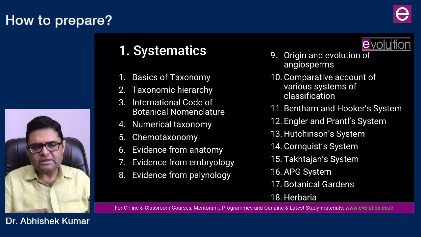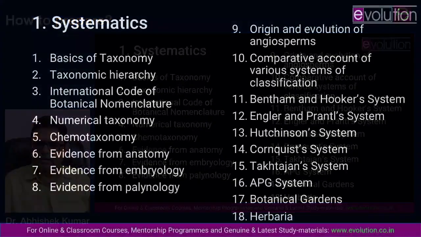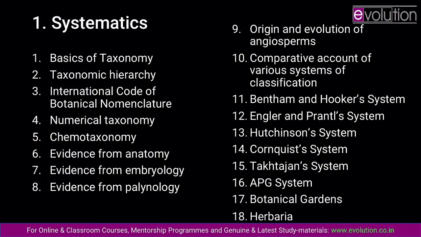Then there are 3 lines of botanical studies from where evidences help in taxonomic studies. That is anatomy, embryology, and palynology. Palynology can be treated as a subset of embryology. There is no two way about it. But these are the 3 lines of evidences which have to be studied standalone for their relevance in taxonomy. Besides, you have to study origin and evolution of angiosperm. It is not a topic which has very frequently been asked, nonetheless has been asked.